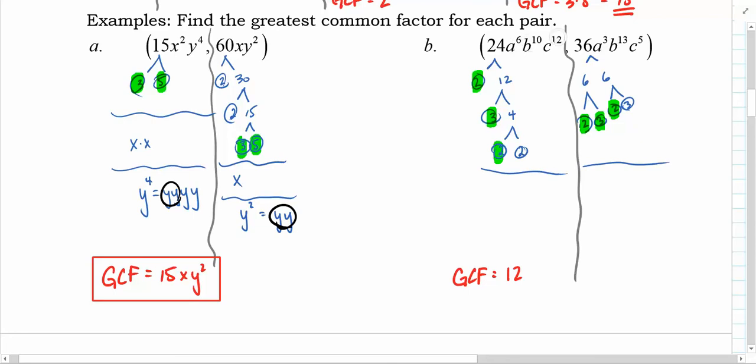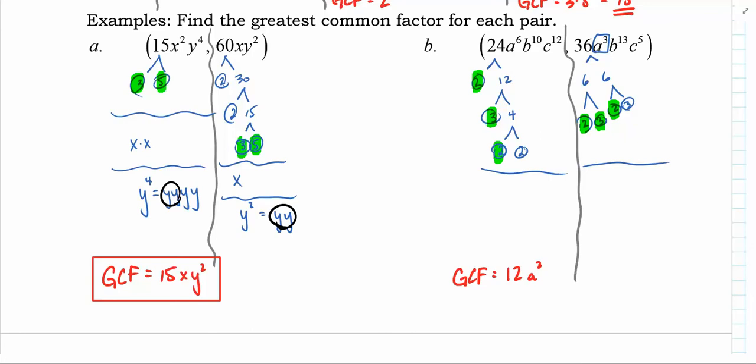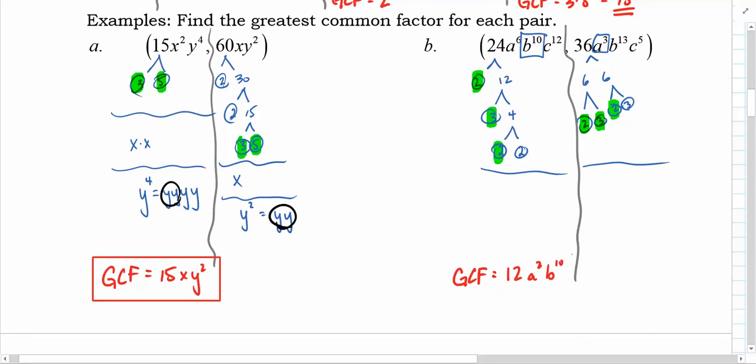And as far as our variables go, we would keep the smallest exponent. So I've got a cubed, so 12a cubed is part of my GCF. We have b to the 10th that's common to both, and that's the smallest. So we have 12a cubed b to the 10th, and then finally c to the 5th power. That's the smallest exponent there. So we have 12a cubed b to the 10th c to the 5th power, and this is our GCF.